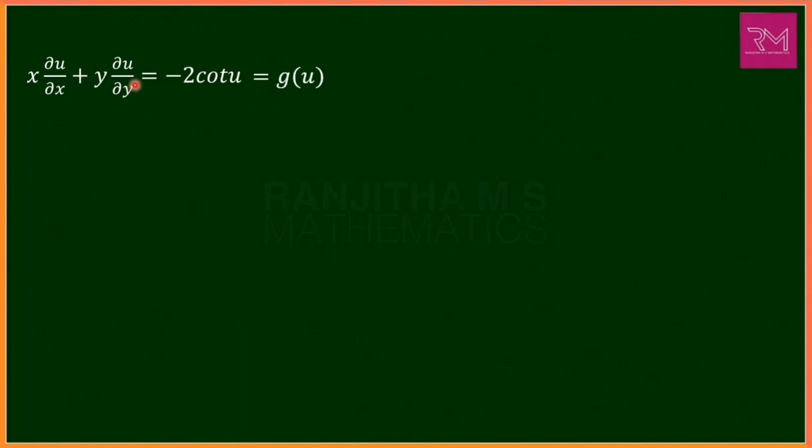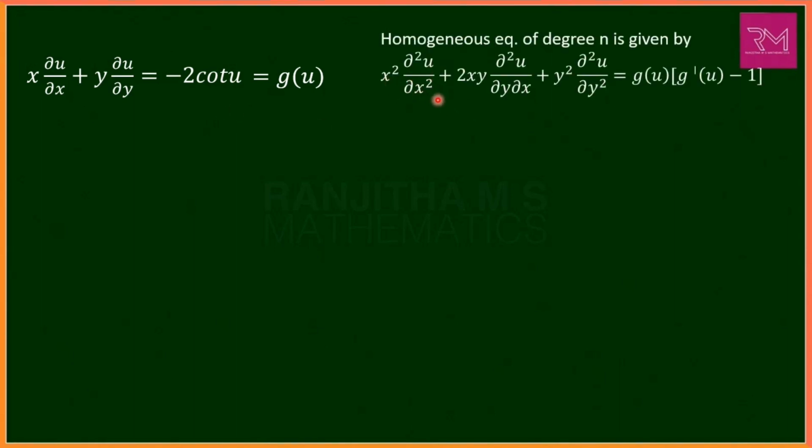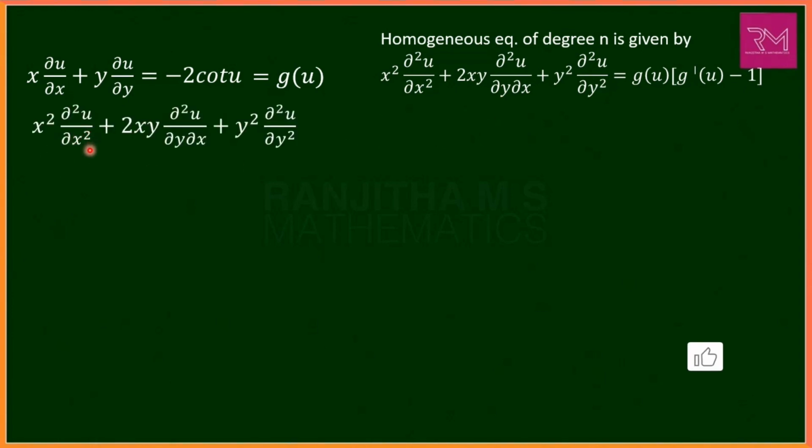After obtaining x into del u by del x plus y into del u by del y, we have two methods. One is using the theorem. Another one is x square into del square u by del x square plus 2xy into del square u by del y del x plus y square into del square u by del y square, which is equal to g of u into (g dash of u minus 1). So this is our g of u. Next we have to find g dash of u and substitute in this equation, we get the value of x square into del square u by del x square plus 2xy into del square u by del y del x plus y square into del square u by del y square.